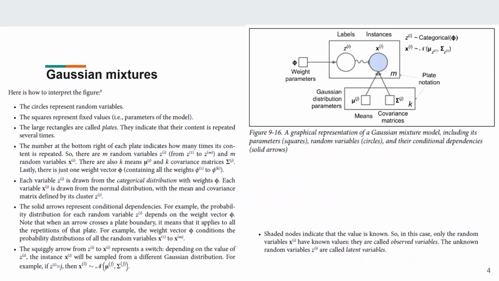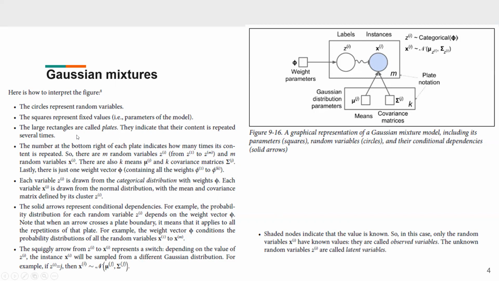Let's look at the graphical representation of the whole process. In this chart, you can see that it has specific explanations on the left-hand side. Let's go through them one by one. The circles represent random variables, so you have xi and zi. And then the squares represent fixed values, parameters of the model, so the Gaussian distribution parameters mu j and sigma j.